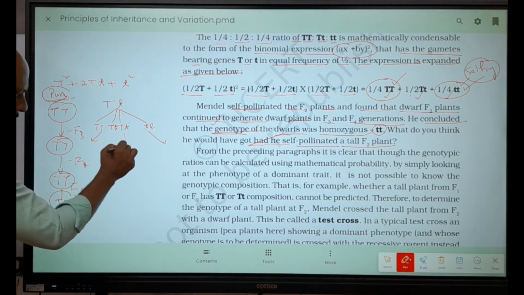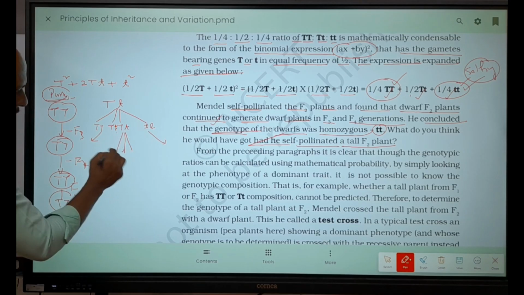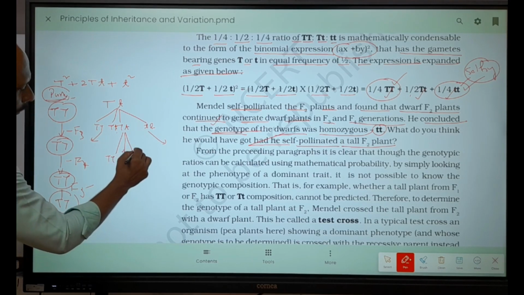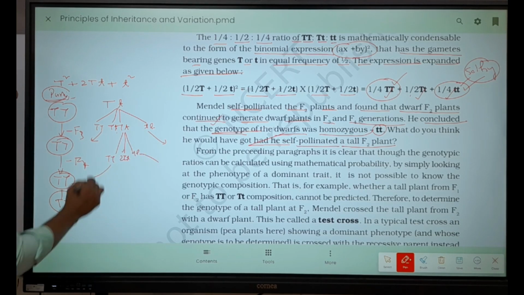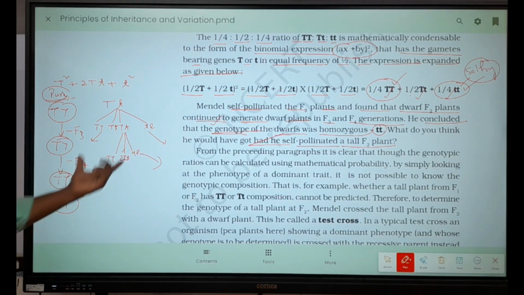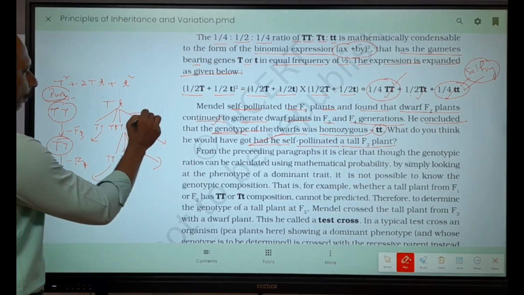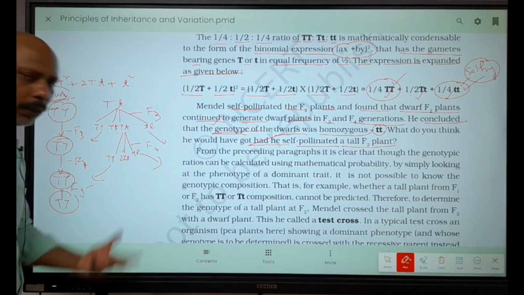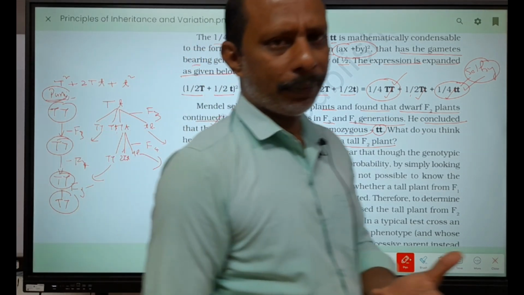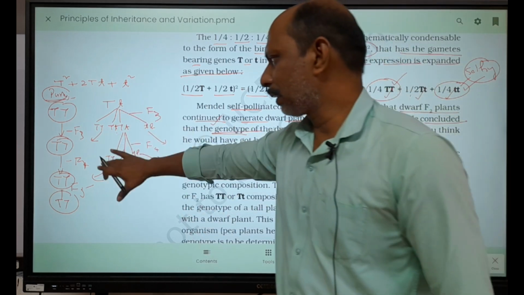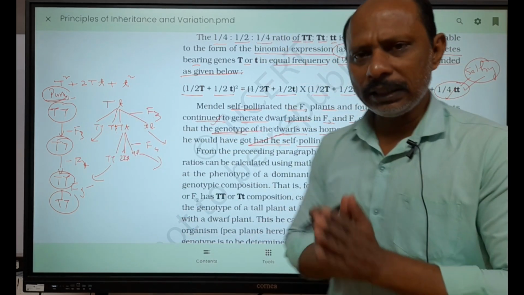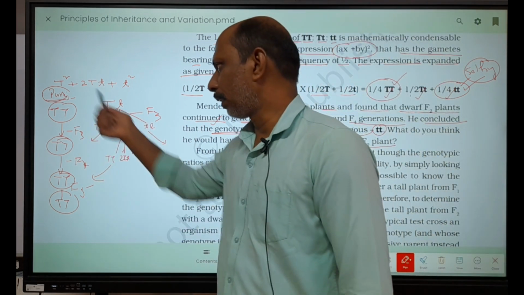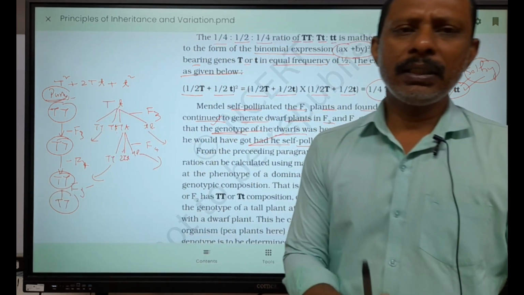Now, another, what happens? He gets capital T capital T, 2 capital T small t, and small t small t. Simply this one is separated. The law of segregation happens in every generation. This one is F3 generation, this one is F4 generation, and so on. Hybrid seeds or hybrid gametes, they segregate. But pure breed means there is no segregation. Pure capital T, some seeds, they are not segregated.